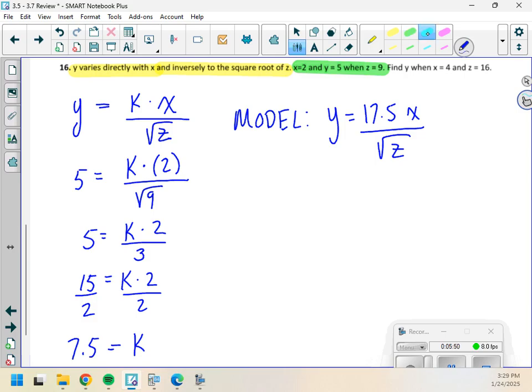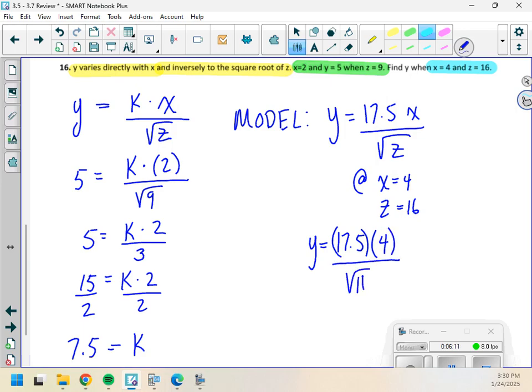The last thing says this: find y when x equals 4 and z equals 16. So at x equals 4 and z equals 16, y will equal 7.5 times x, which is 4, over the square root of 16. And actually this one's going to be an easy one. 7.5 times 4 divided by 4, and the 4's cancel, and we're left with 7.5, and that is my combined variation.